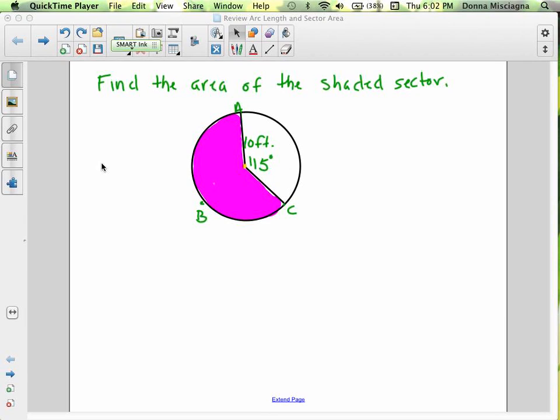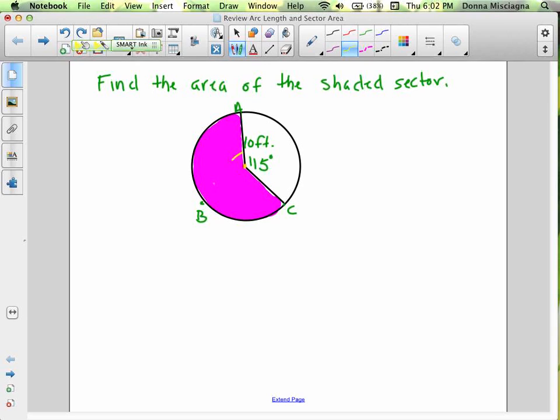All right, so we're given the central angle of 115 degrees, but that's not the sector we're interested in. That's not the shaded part. We need this central angle instead. And whether we're finding a central angle or the intercepted arc, they're exactly the same, right? So the central angle is 115 degrees. This arc is also 115 degrees.